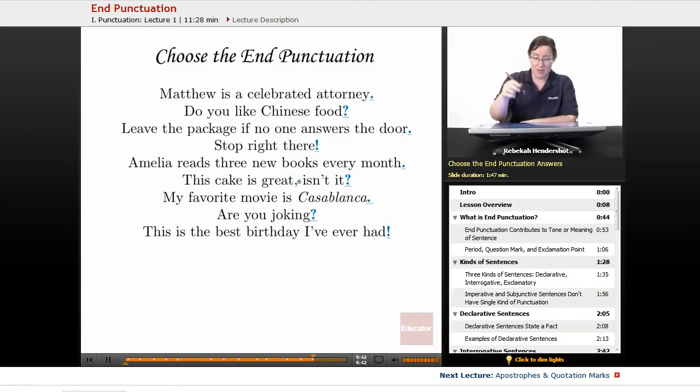All right, let's take a look. Matthew is a celebrated attorney. That's a declarative sentence, so it ends with a period. It's a statement of fact. Matthew is an attorney, and he's apparently very good at it.